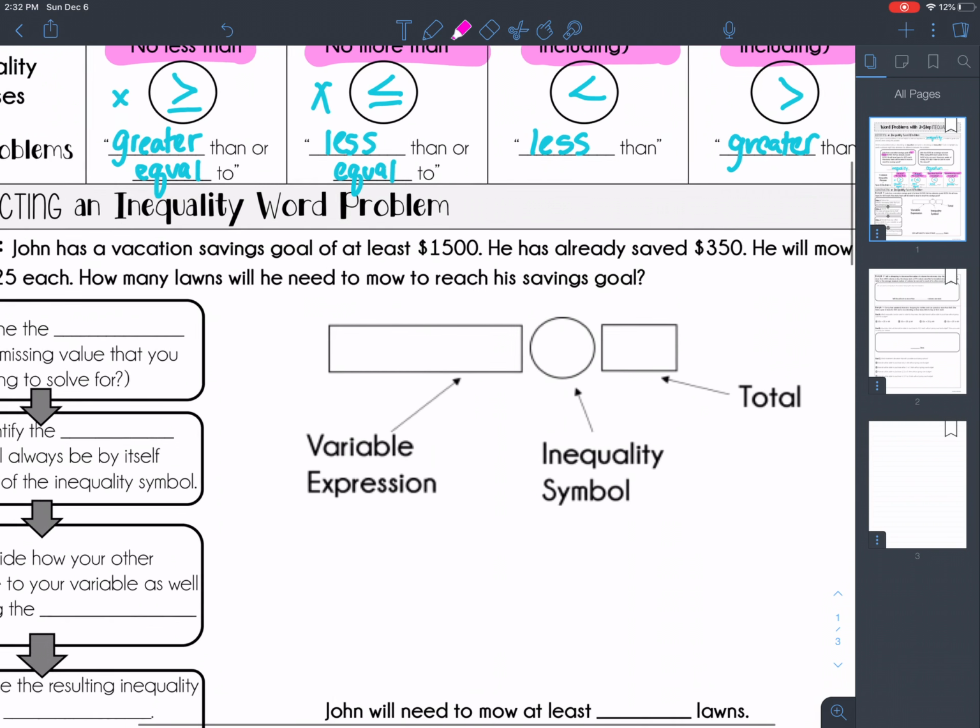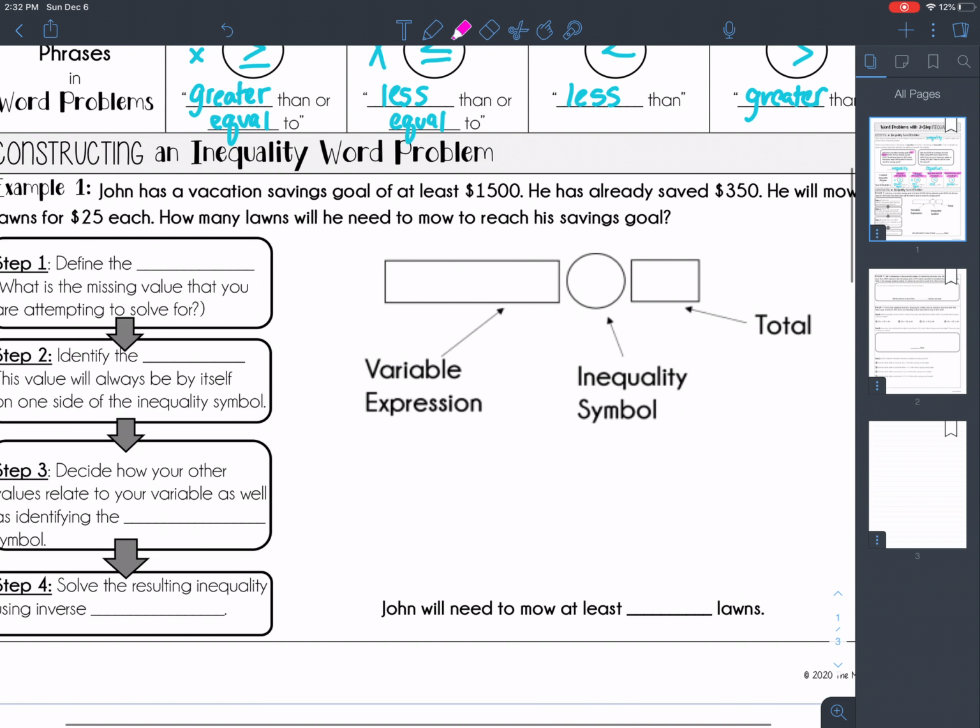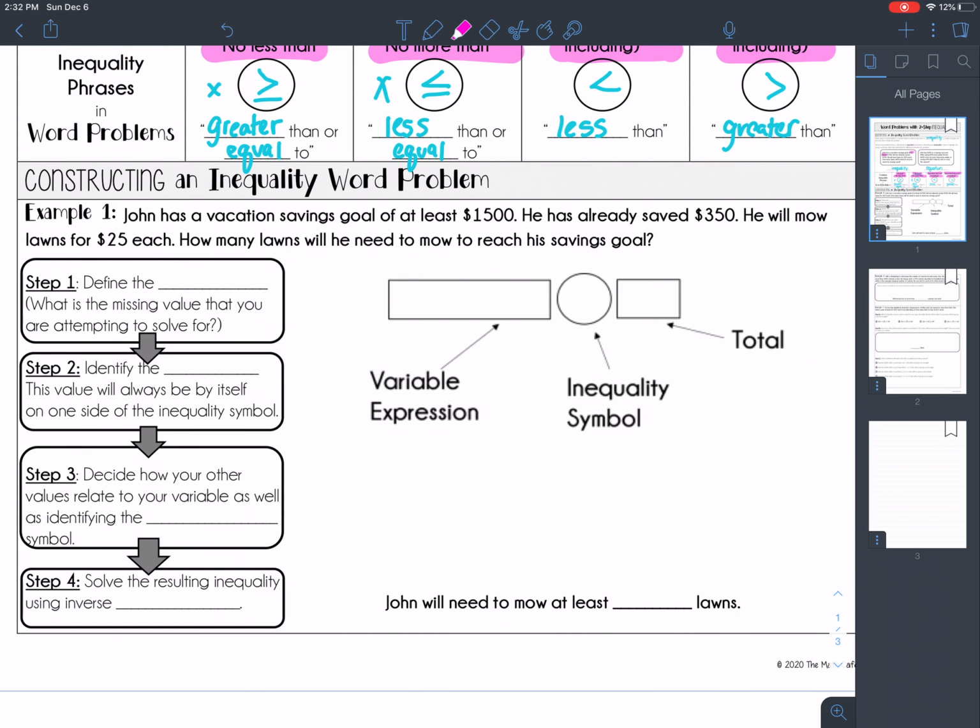So let's move on to what we are going to do when we walk into a word problem like this. This is the problem from above. John has a vacation savings goal of at least $1,500. He has already saved $350, and he's gonna mow lawns for $25 each. How many lawns will he need to reach his savings goal?